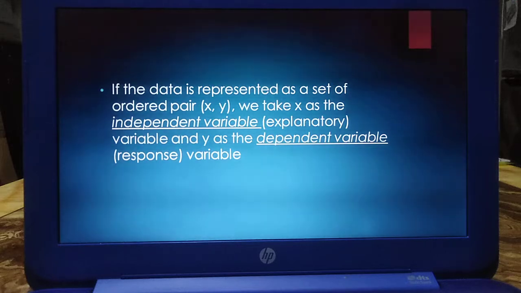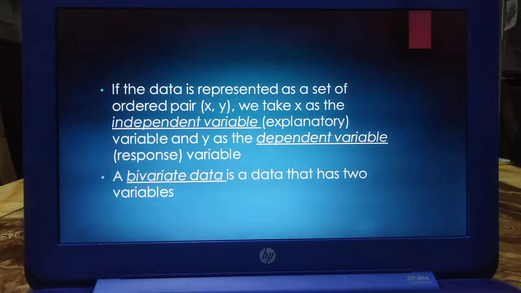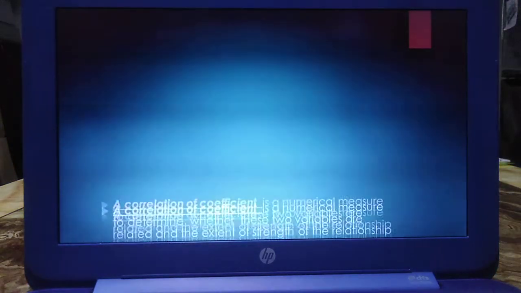In the example I just mentioned, if we'd like to determine whether there is a relationship between the age of a person and his weight, then the age will be our independent variable and the weight will be our dependent variable. So for this study, we will only be using bivariate data, wherein bivariate data involves only two variables. In the earlier example I gave you, age and weight, no other variables except age and weight.